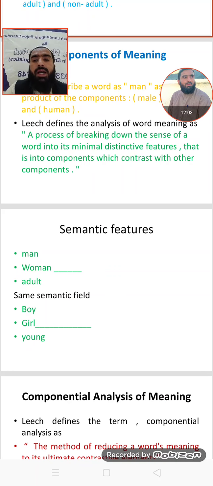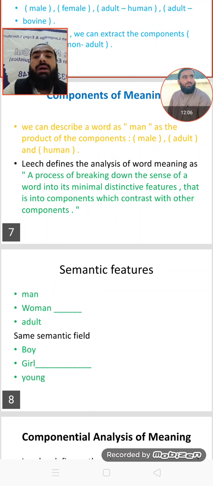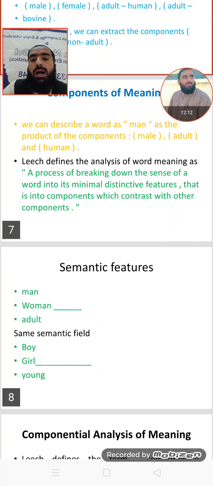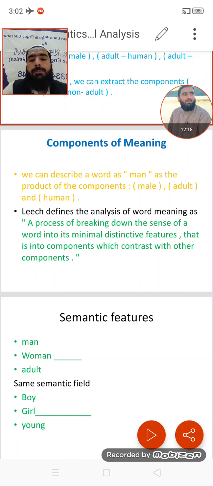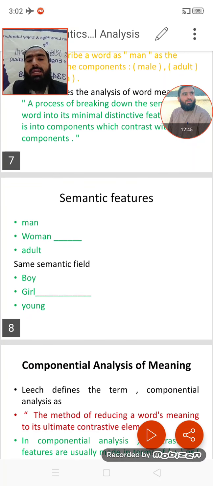Geoffrey Leech defines componential analysis, the analysis of word meanings, as a process of breaking down the sense of a word into its minimal distinctive features, that is, into components which contrast with other components. So we can say that componential analysis is contrastive analysis, as we are making contrast with the semantic features of other words.